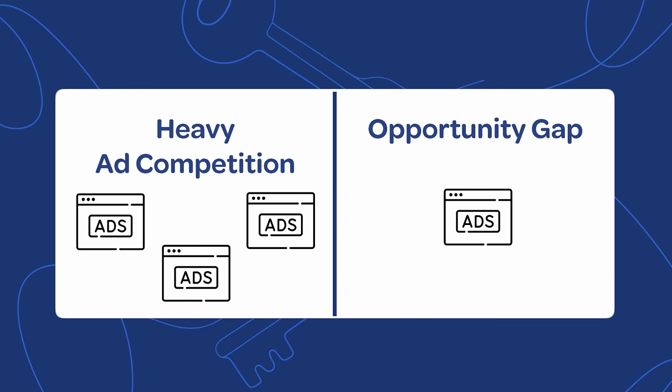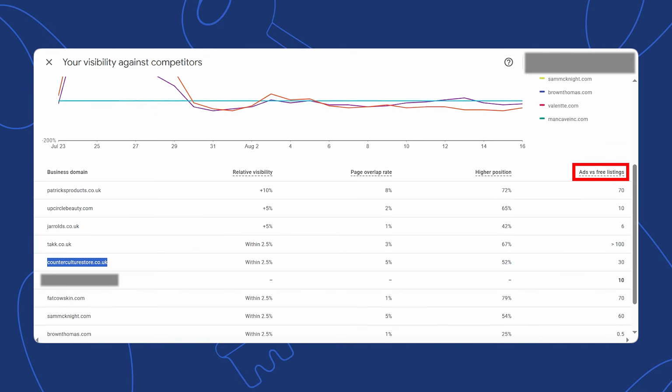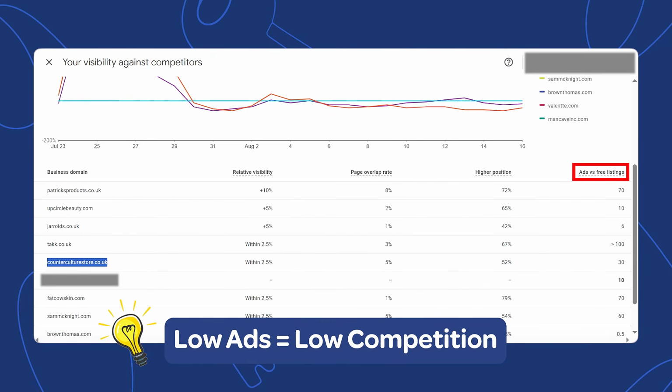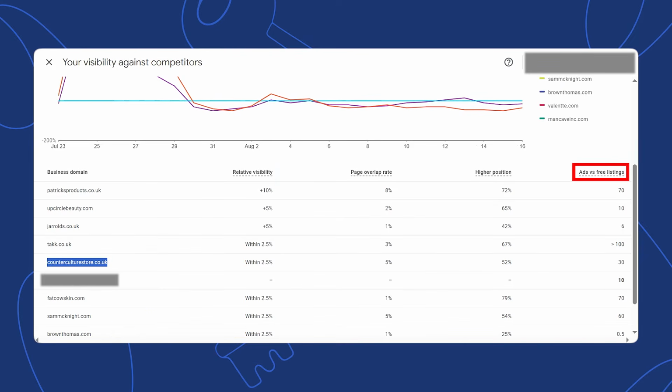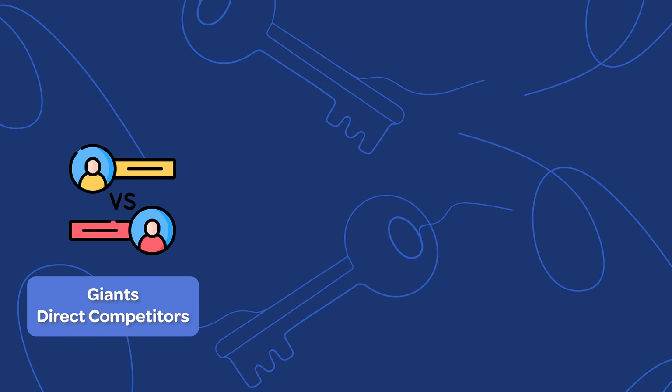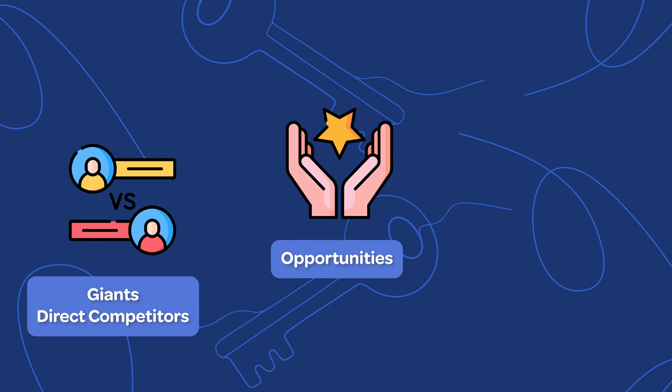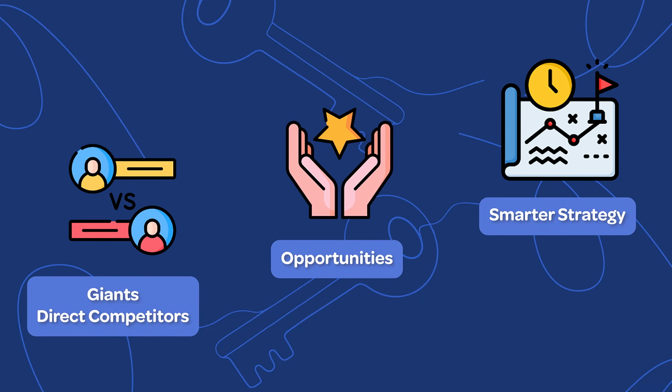Why does this matter? It shows where ad competition is heavy and where there might be gaps. In some categories we've looked at, the page overlap rate is low and the ads to free ratio is small. That means that most competitors aren't running shopping ads there, which is a perfect chance to enter a niche with relatively little paid competition. So basically this tab lets you see both the giants and the smaller players in your space. It also helps you understand where the opportunities are, and it lets you plan smarter ad and product strategies.